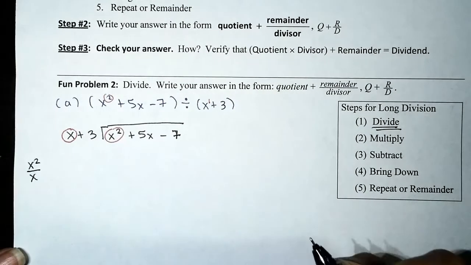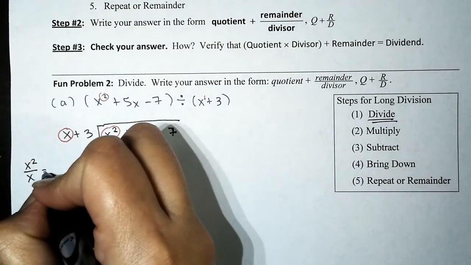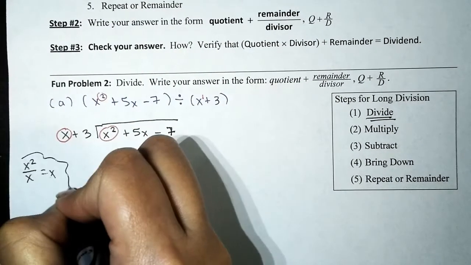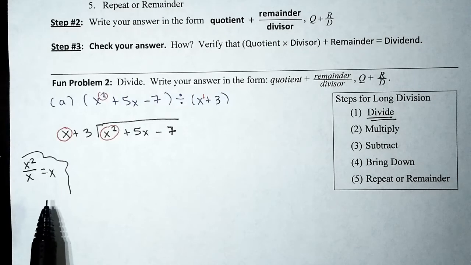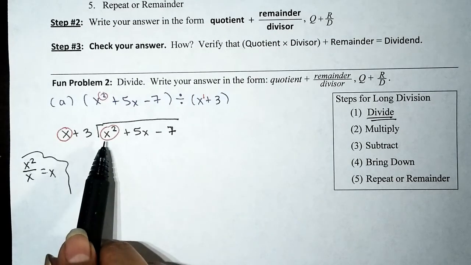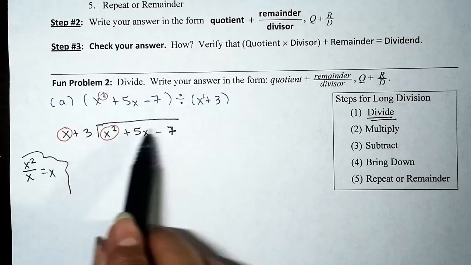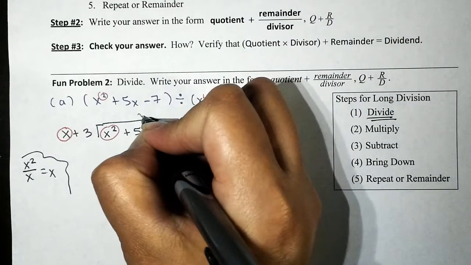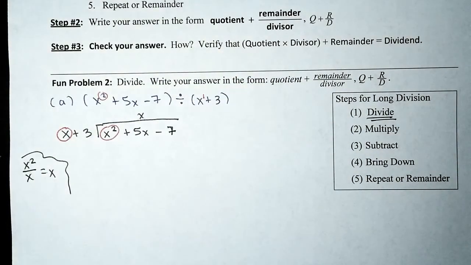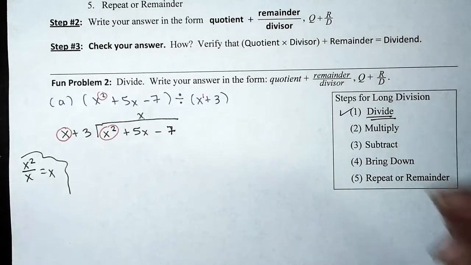How many times does x go into x squared? Well, we keep our cool, and that simplifies to x. Thanks to our thinking area with confidence, x goes into x squared exactly x times. Line it up. Do you have to? No, but it will minimize the confusion. So we just divide it.